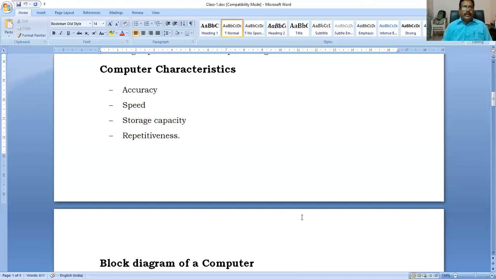And repetitiveness means, if the same task is going to repeat more than once, we need not execute or work again and again. Simply, once we write or specify how many times we want to repeat that particular thing, it is going to repeat automatically. Those are all the characteristics of the computer.